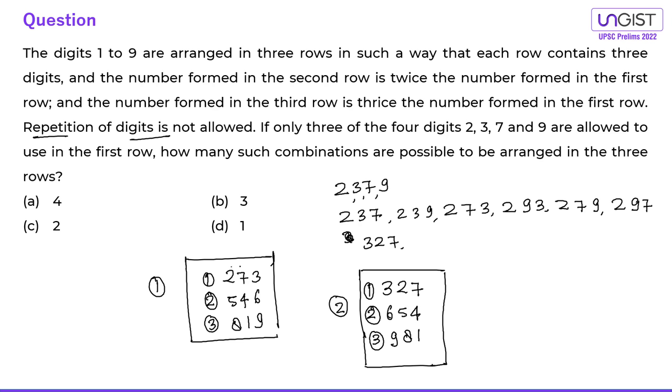So this is 273. All the digits from 1 to 9 we need to use. So see, 1, 2, 3, 4, 5, 6, 7, 8, 9. So here we have used all the numbers from 1 to 9. And now let's come to the second combination. 1, 2, 3, 4, 5, 6, 7, 8, and 9, right? So we have used all the numbers from 1 to 9. Okay, everyone, now it is clear. So I think only two combinations are possible. So here the correct answer is C choice. Now let's move to the next question.